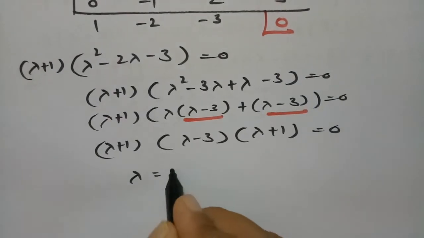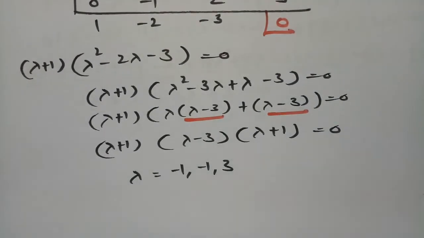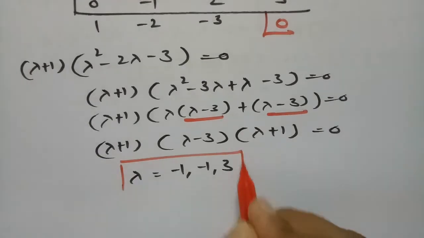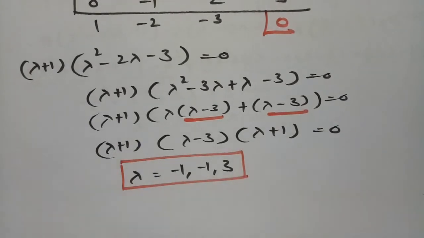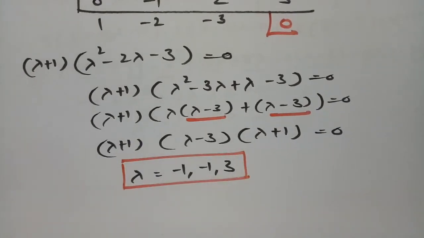So here the lambda values are minus 1, minus 1, and plus 3. So we got the lambda values as minus 1, minus 1 and plus 3. So these are the eigenvalues. Next I am going to calculate the eigenvectors related to this.